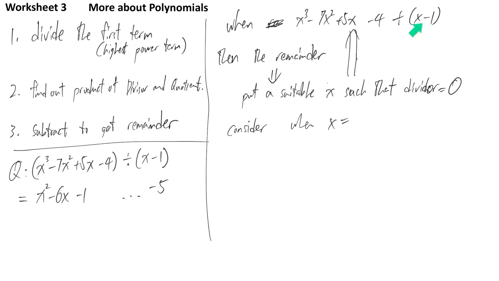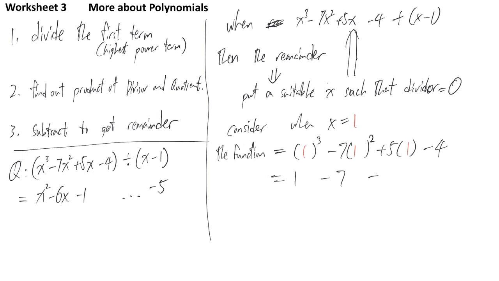What is the suitable value of x that will make this become 0? x minus 1 equals 0? Of course it is 1. So now I replace x by 1. And then the function will become something power 3 minus 7 times something plus 5 times something minus 4. This is 1, 1, 1. And then we are going to check, will the result really be negative 5 here?